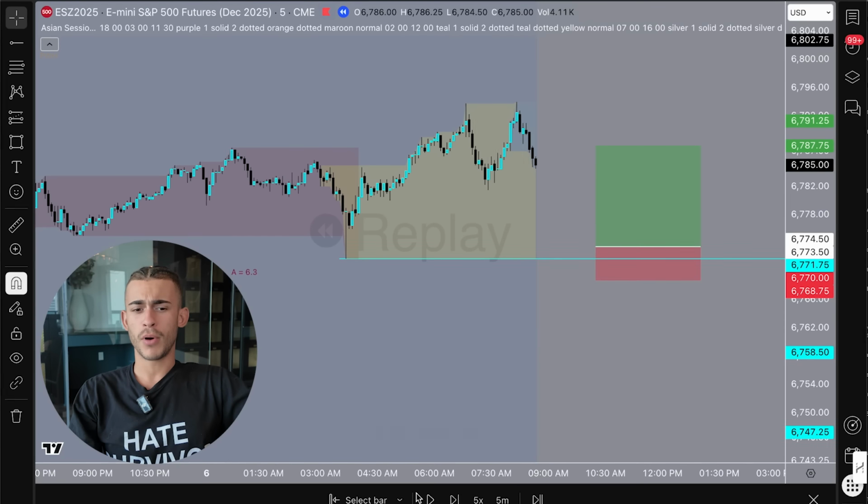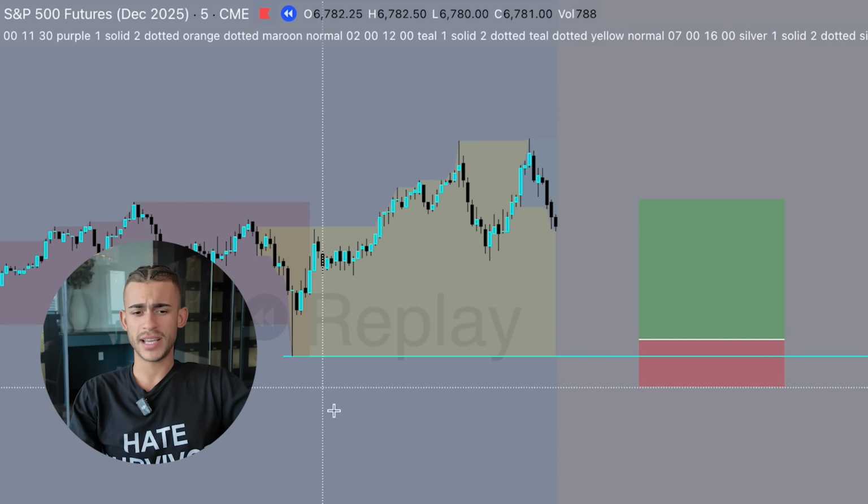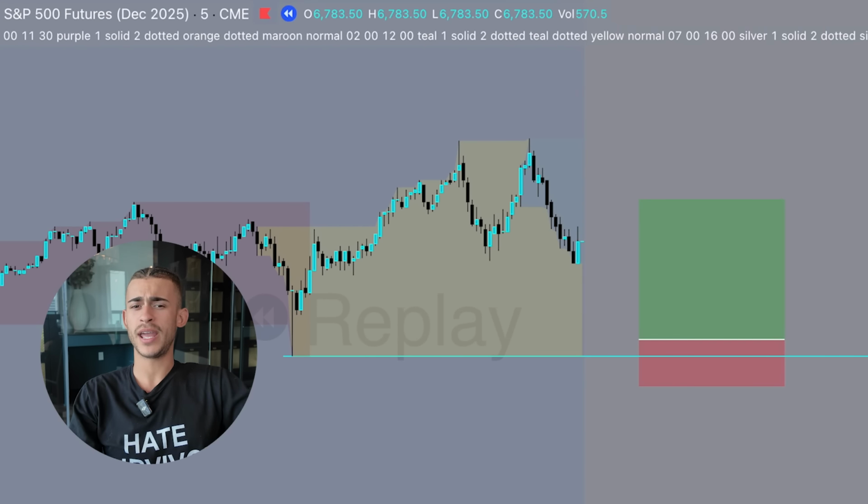Here we are on Monday, market opens up and we can clearly see that we have an untested London low right there. So we're gonna go ahead and expect to get into some longs if we can get a nice liquidity sweep of that low. Let's see what happens, right?